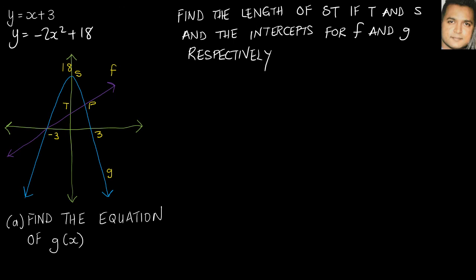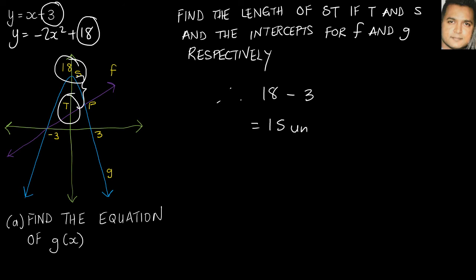Okay, find the length of ST if T and S are the intercepts for f and g respectively. Okay, so what they want us to do is to find this length here. Here's my S, there's my T. These are the y-intercepts. So that's very, very simple. We've got the y-intercept for f here, the y-intercept for g here. So all I need to do is to subtract them. So I'll say therefore it'll be 18 minus 3, and my answer will be 15 units.